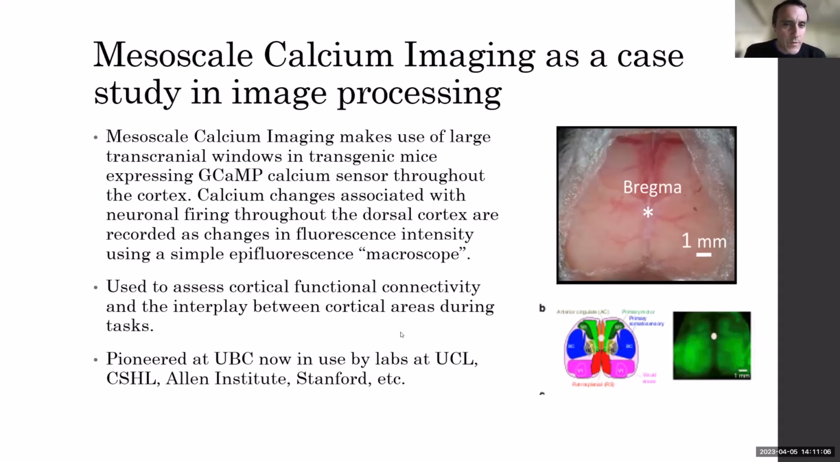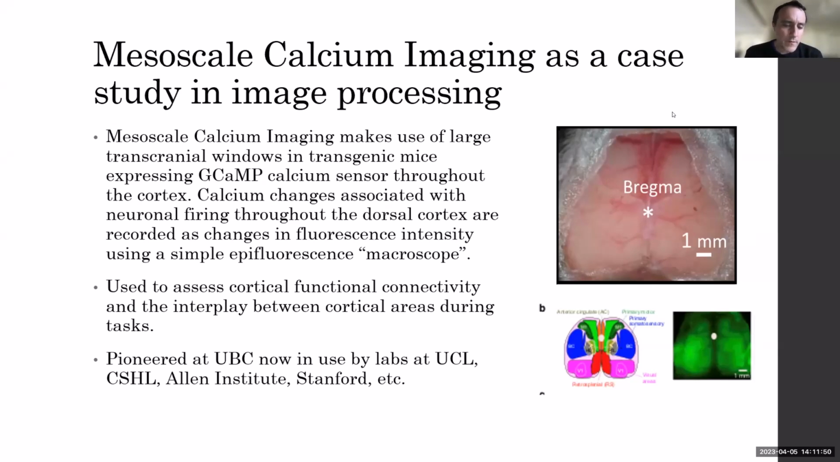So mesoscale calcium imaging, this is something that we rely on in the Center for Brain Health in studying mouse models of human diseases. So essentially we're using a transgenic mouse that expresses the calcium sensor called GCaMP throughout the dorsal cortex. And it turns out that that sensor is so bright and the mouse's skull is so thin that if you just use an epifluorescence type fluorescence macroscope, you can image the brain activity of the dorsal cortex through the skull while the animal is awake and doing tasks.